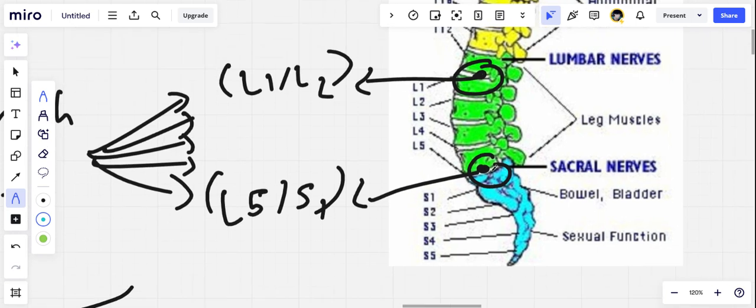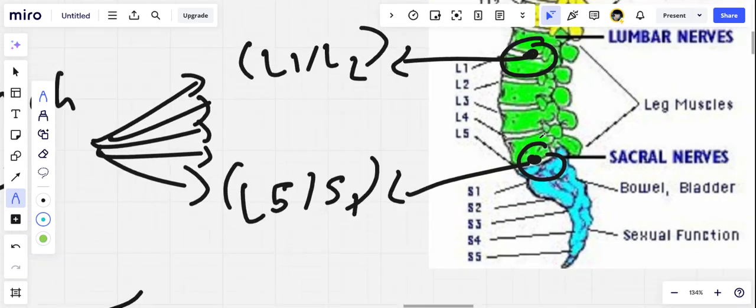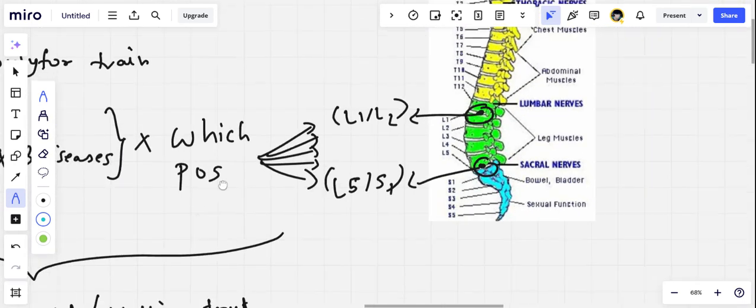Also, it will run over five places: here, here, L3, L4, L4, L5, or below L5. Below L5 is called L5-S1. So there are five places which you have to look at.